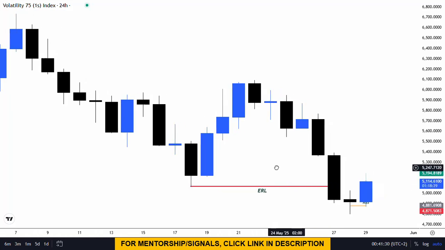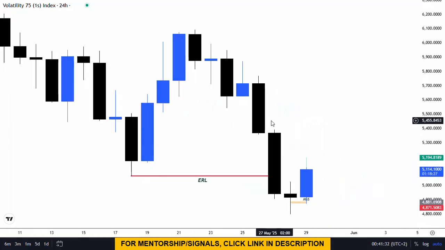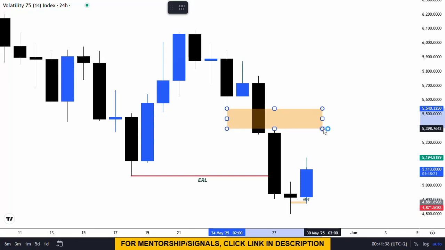Okay, so price came from internal range, which is that fair value gap there, took out that external range, which is fine. So after taking out external range, where else do you think it's supposed to go? So what you have is two internal ranges here. I'm talking about these fair value gaps right here. You have that fair value gap up there.